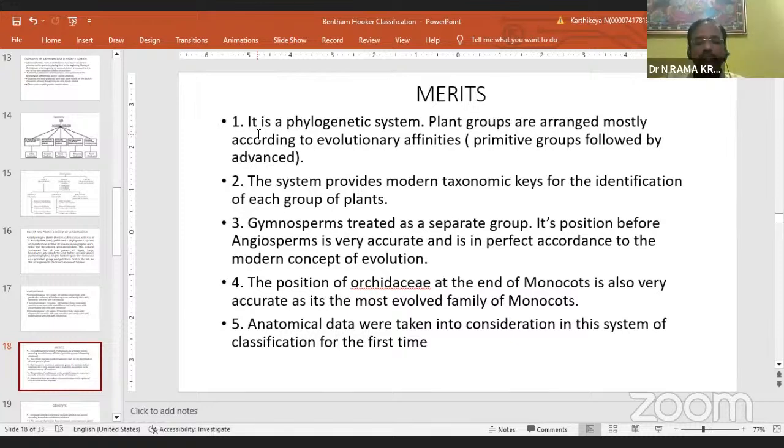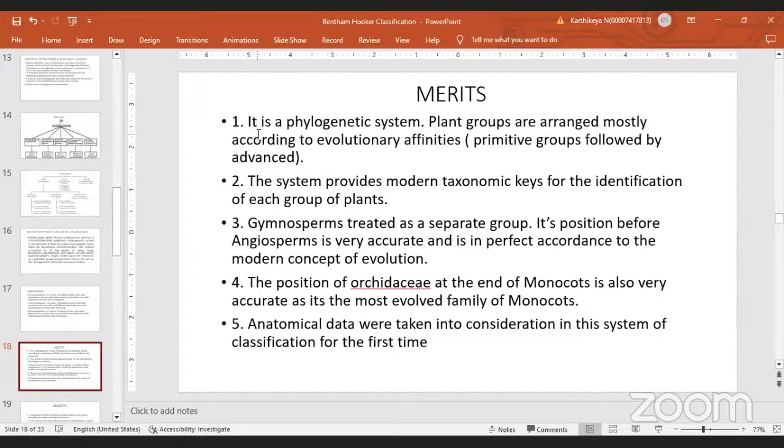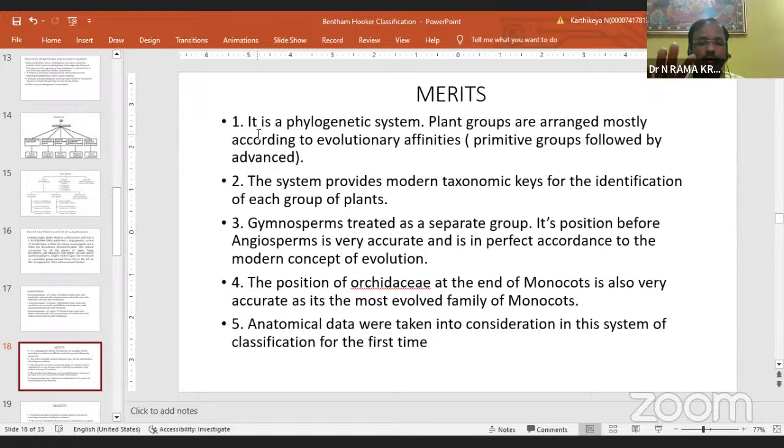Engler's classification merits: it gives a broad description of the whole plant kingdom. You see, this is a totally phylogenetic system. The plant groups are arranged mostly according to evolutionary affinities, with primitive groups followed by the advanced.